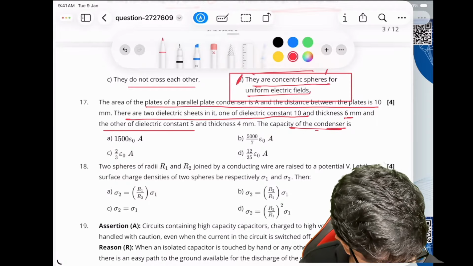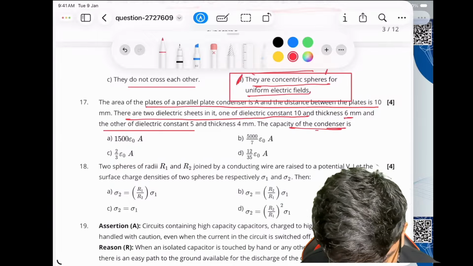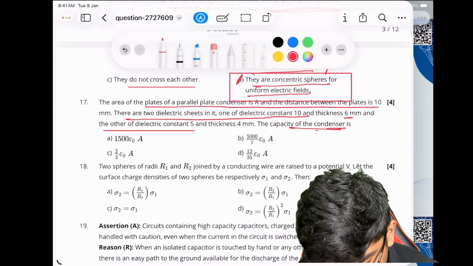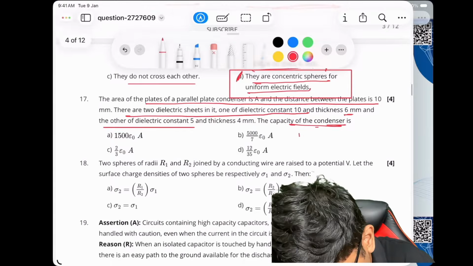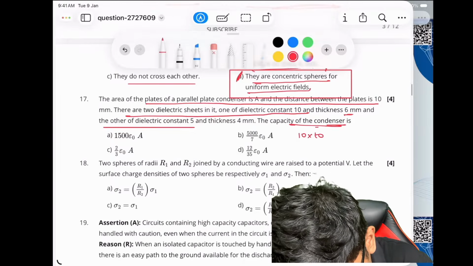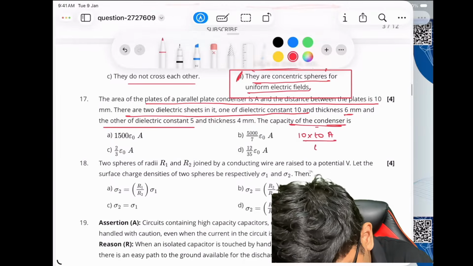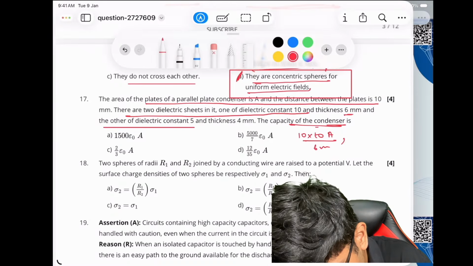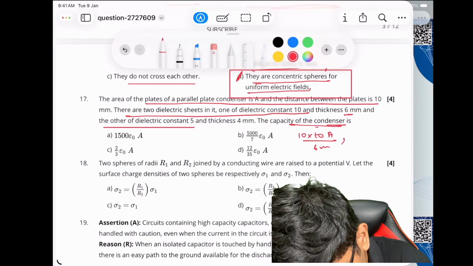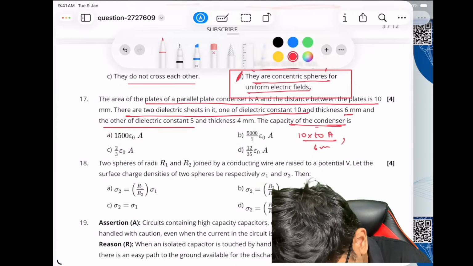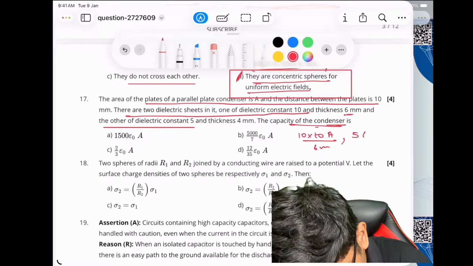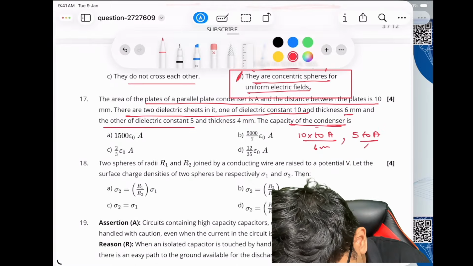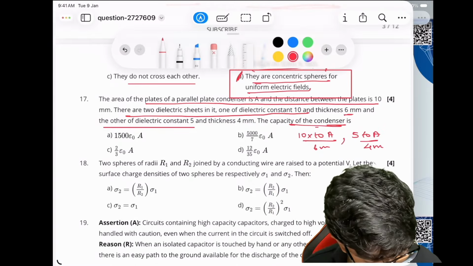First, the capacitance is K1 epsilon naught A by D. K1 is nothing but 10, so it is 10 epsilon naught A by 6 millimeters. The second one is K2 epsilon naught A by D, where K2 is 5, so 5 epsilon naught A by 4 millimeters.